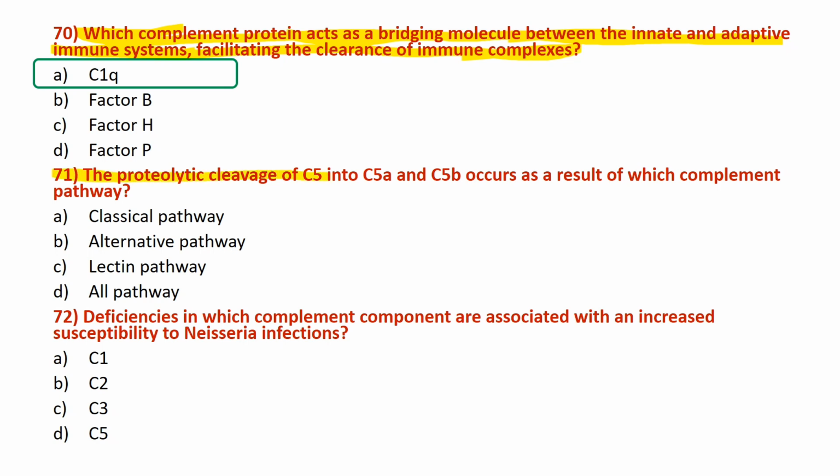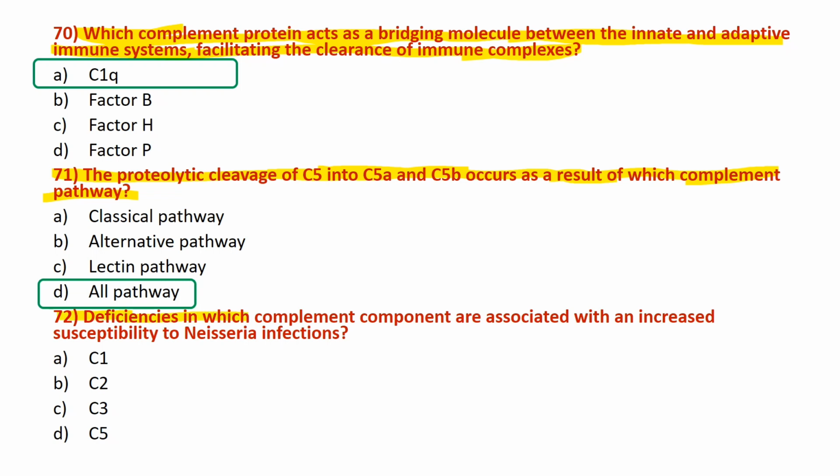The proteolytic cleavage of C5 into C5a and C5b occurs as a result of which complement pathway? And the right answer is all pathways. In all pathways, in the classical pathway, alternative pathway and lectin pathway, C5 cleaves into C5a and C5b.